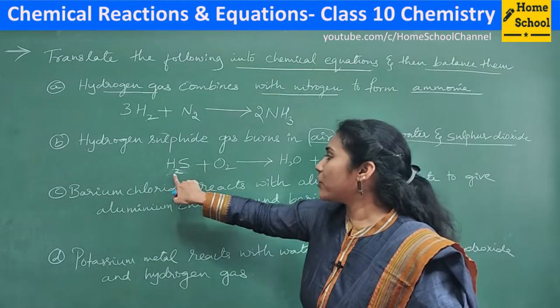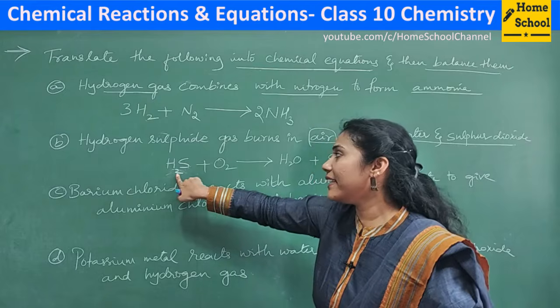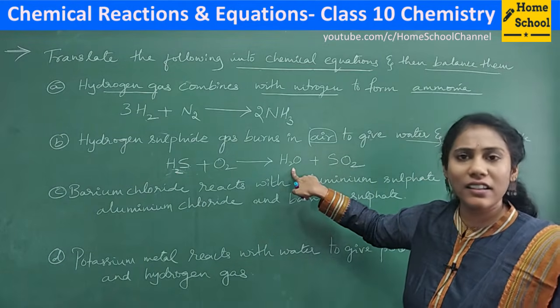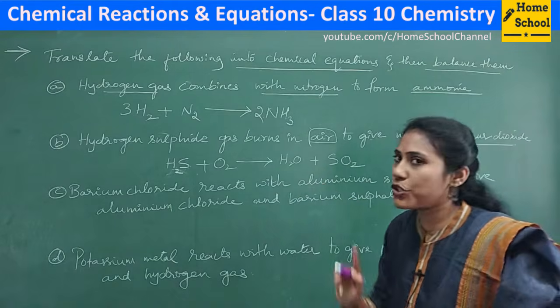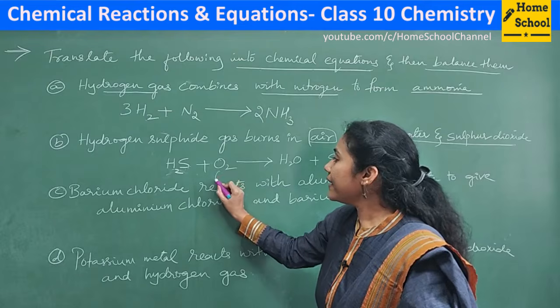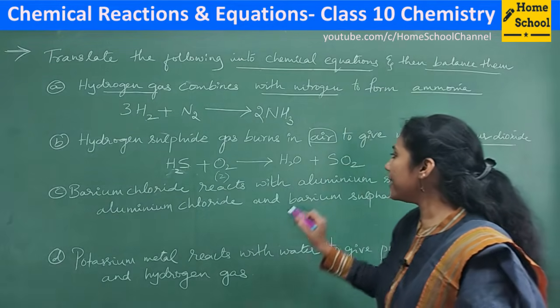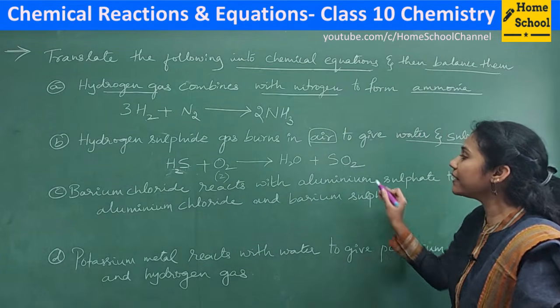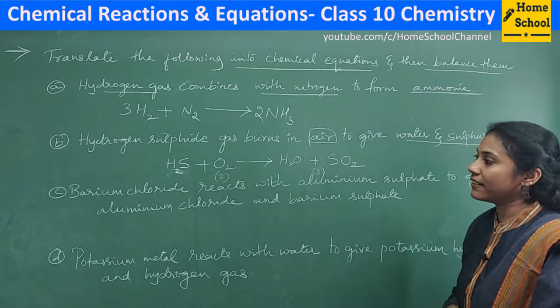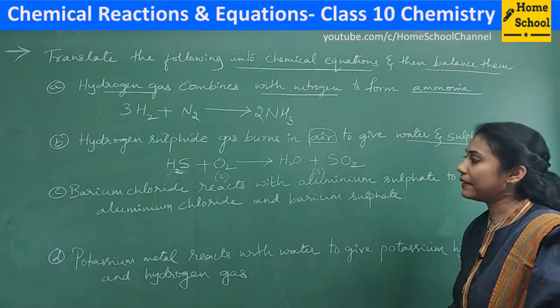Now you go for hydrogen. 2 hydrogens are there in the reactant side. 2 hydrogens only are there in the product side. Hydrogen is also balanced. How many oxygens in the reactant side? 2 oxygens are there. In the product side, how many are there? 2 plus 1, 3 oxygens are there, right?